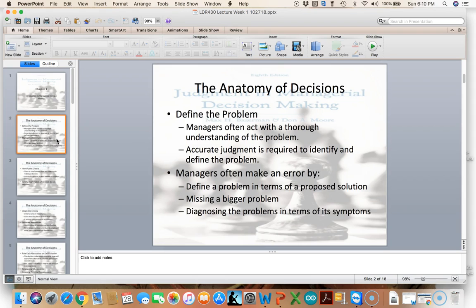First, we need to define the problem. Managers often act without a thorough understanding of a problem. Accurate judgment is required to identify and define problems. Now, where they err is they define a problem in terms of a proposed solution. So they try to work backwards on the problem, and they could be missing a bigger problem by doing this. Diagnosing the problem in terms of its symptoms can leave you short-sighted and not see the big picture.